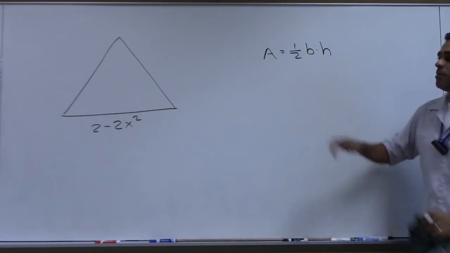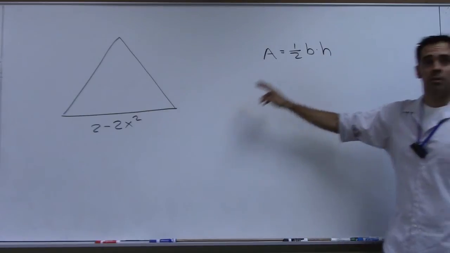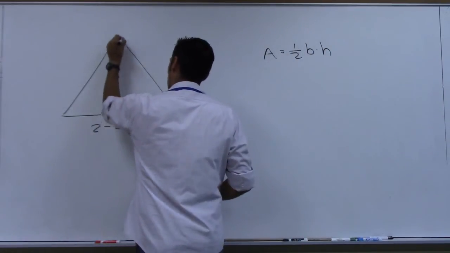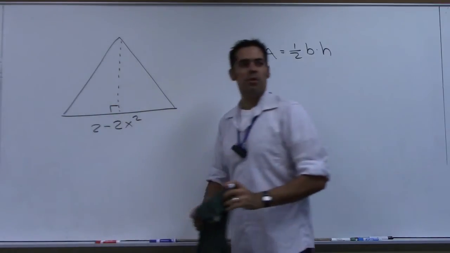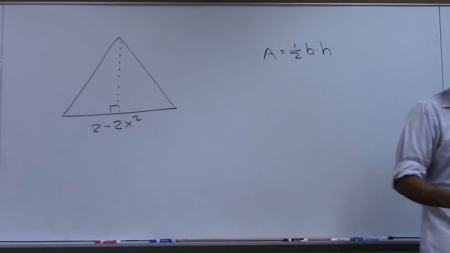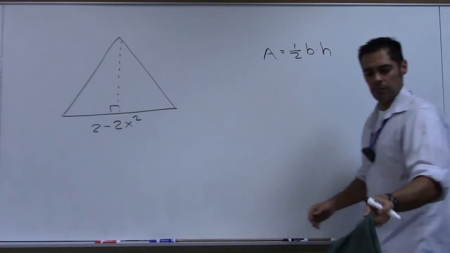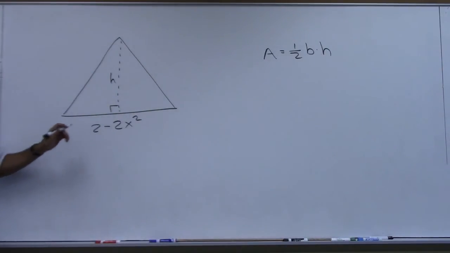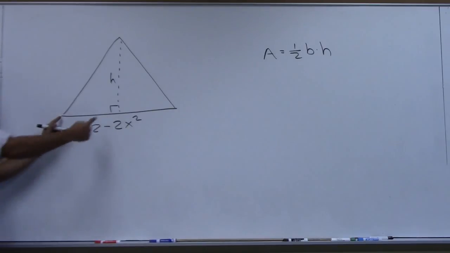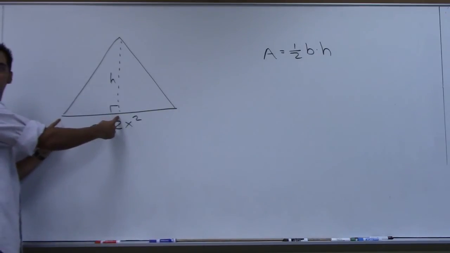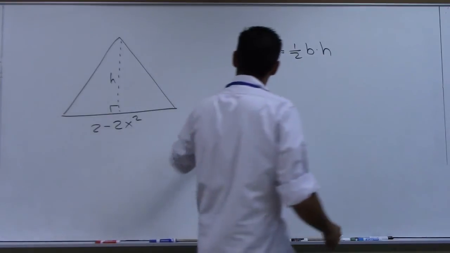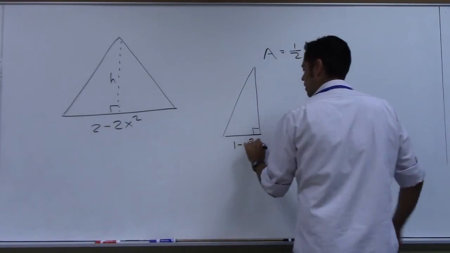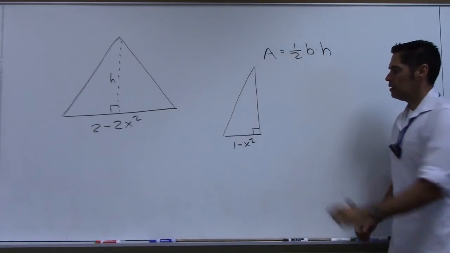The base in this problem is 2 minus 2x squared. The height is right here. So I want some ideas on how I'm going to figure out what that height is. Take half of what? Half of this would be from here to here. Do you all agree we could do that? So you're just telling me to look at half of it then, right? That's half of it. This is h.